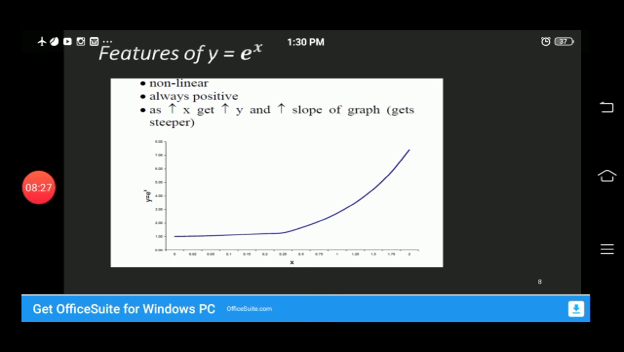Features of y is equal to a raised to power x: non-linear, always positive, and as x increases, y increases, and the slope of the graph gets steeper. If x increases, y will also increase, and the slope of the graph becomes steeper, steeper, and steeper.